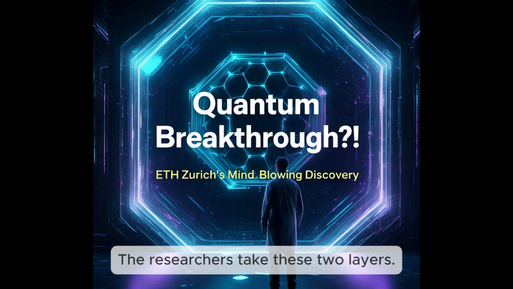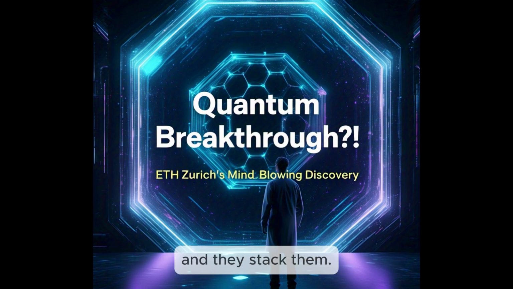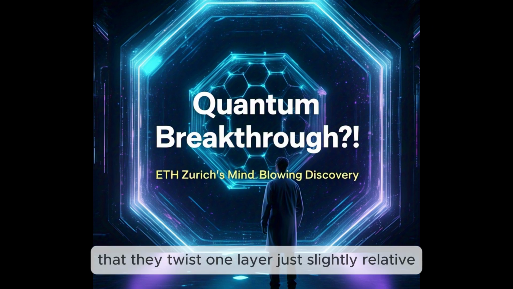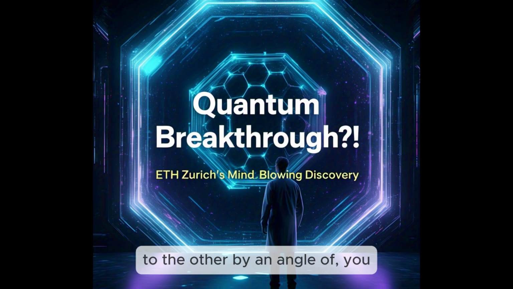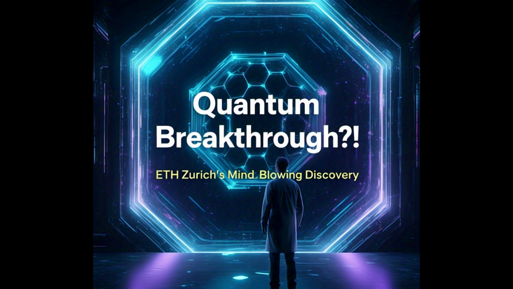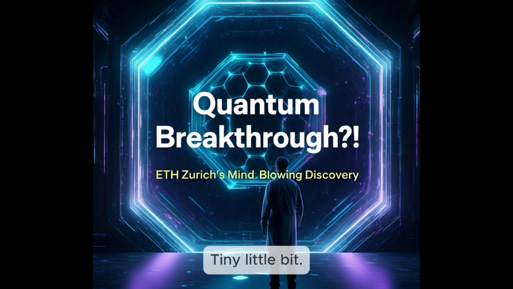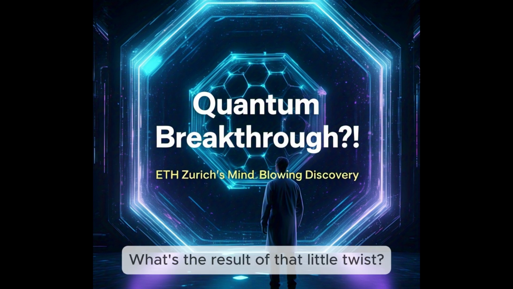The researchers take these two layers. Each one is just a single atom thick. Wow. And they stack them. Okay. The key thing here, the crucial step, is that they twist one layer just slightly relative to the other, by an angle of less than 2 degrees. Okay, so it's like you're taking two sheets of that honeycomb pattern and rotating one just a tiny bit. Tiny little bit, yeah. What's the result of that little twist?